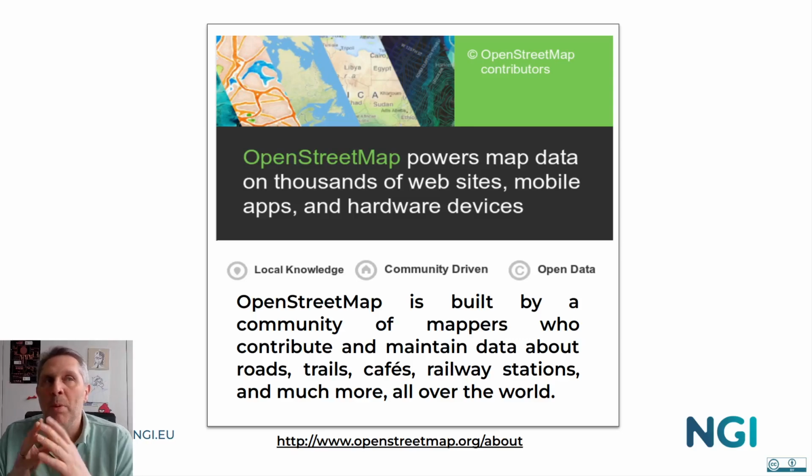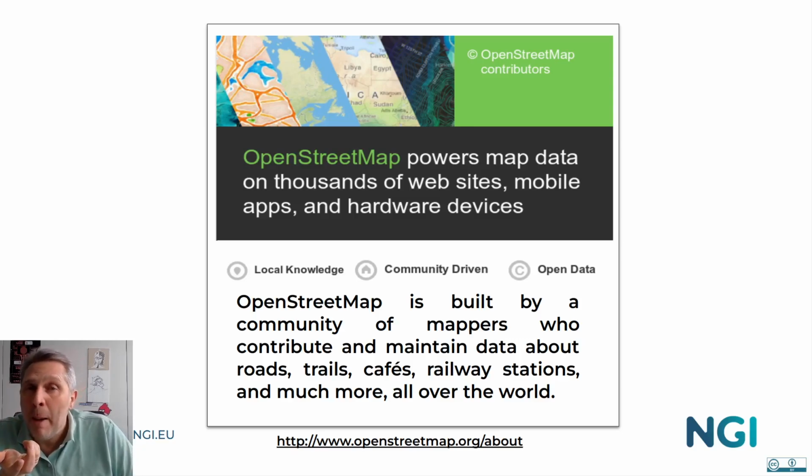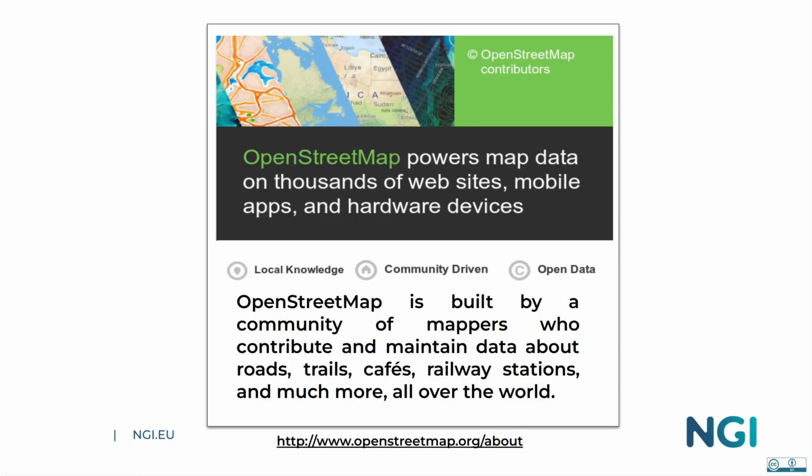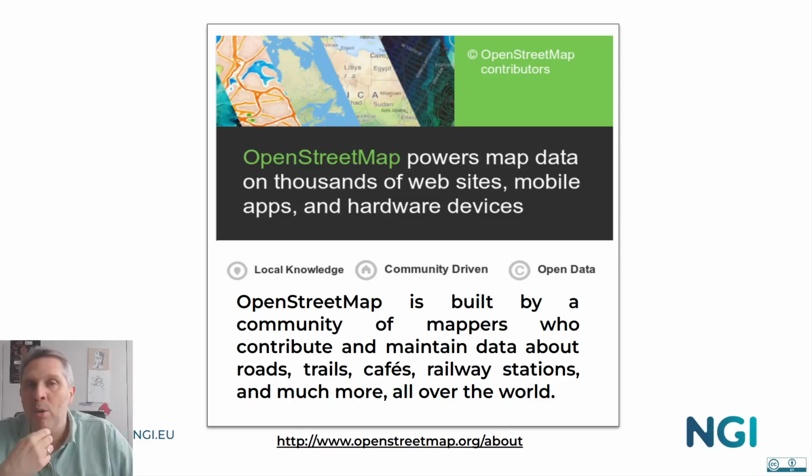You can see OpenStreetMap powers map data for different services. You can say website, mobile, and other. And there is also a definition that is connected with the goals of my introduction before. The goal that you can read is built by a community of mappers. And which kind of data do the people collect? You can see they maintain data about roads, trails, cafes, so data with light information, and data with a low level of information but a lot of details.